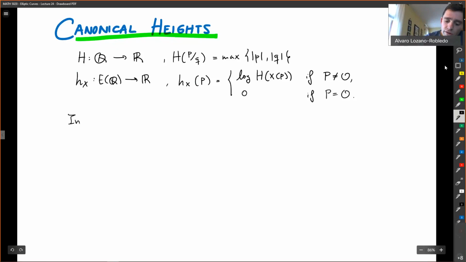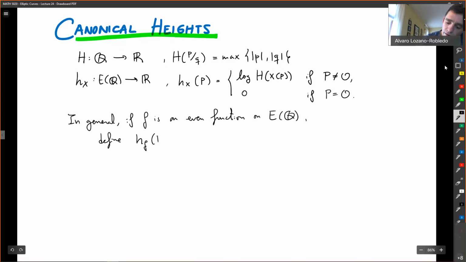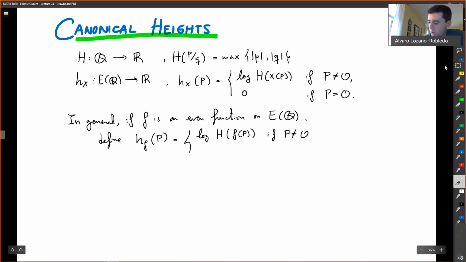So in general, if f is an even function on E, we define a height, which is just like before, the log of the height of f of P if P is not O, and it's 0 if P is O. The first thing that I'm not going to prove is that it turns out that this is also a height.